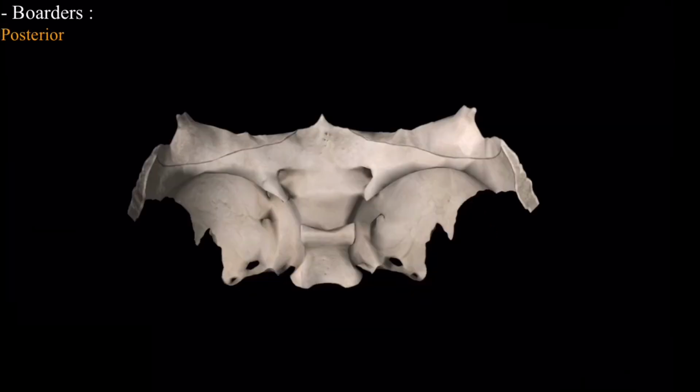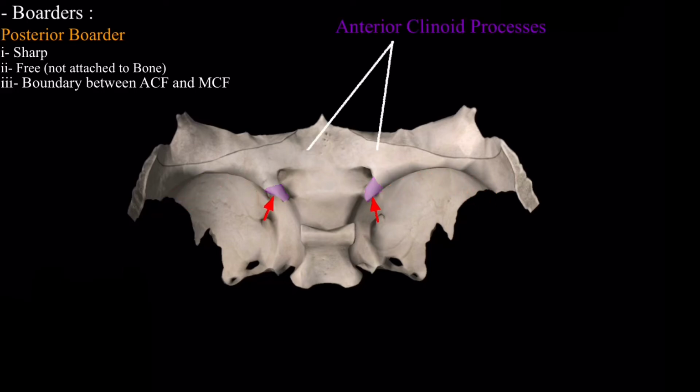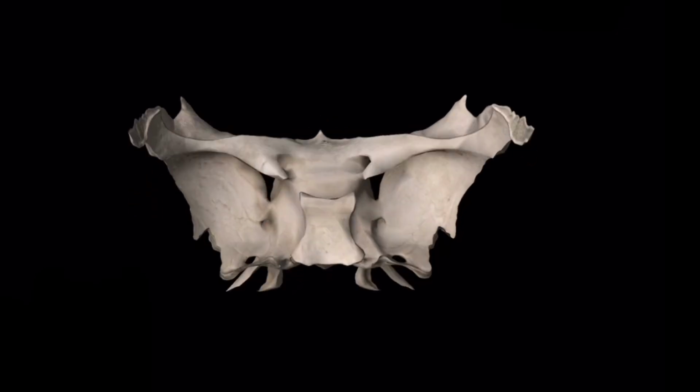The posterior border. The posterior border of the lesser wing is sharp and it is free. It is not attached to any bone, and it forms the boundary between the anterior cranial fossa and the middle cranial fossa. Posteriorly, this border will form the anterior clinoid processes. Now we come to the two surfaces of the lesser wing.